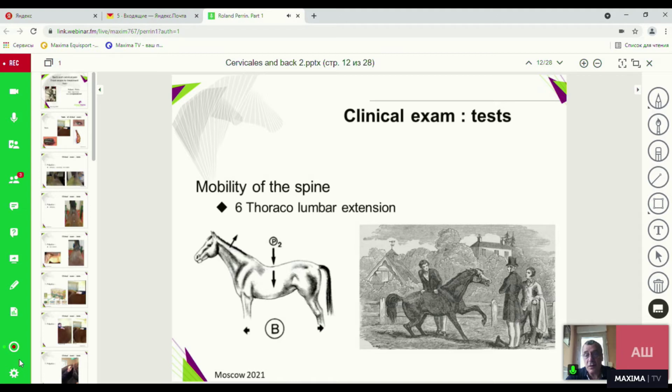This is a very, very old test that you can see on the right, on the whole drawing.